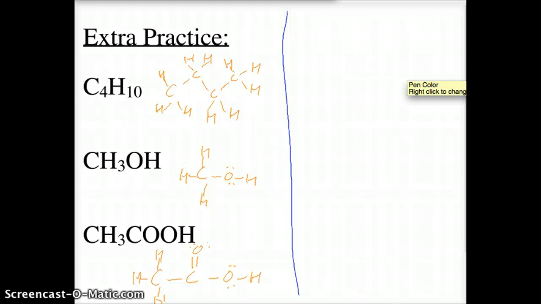Okay, so what they would look like for C4H10, here's the carbon backbone. C4H10 would look like this. That would be it. That is the structure.